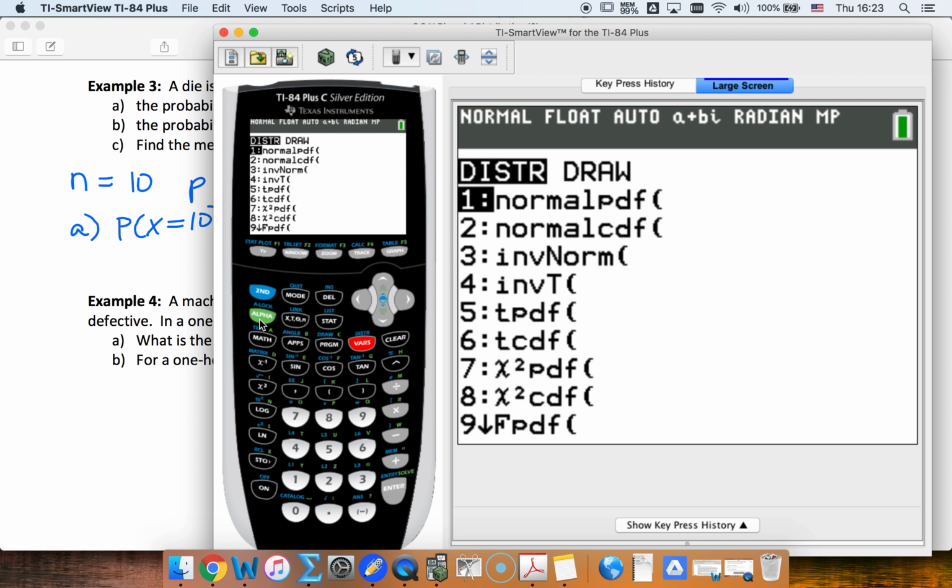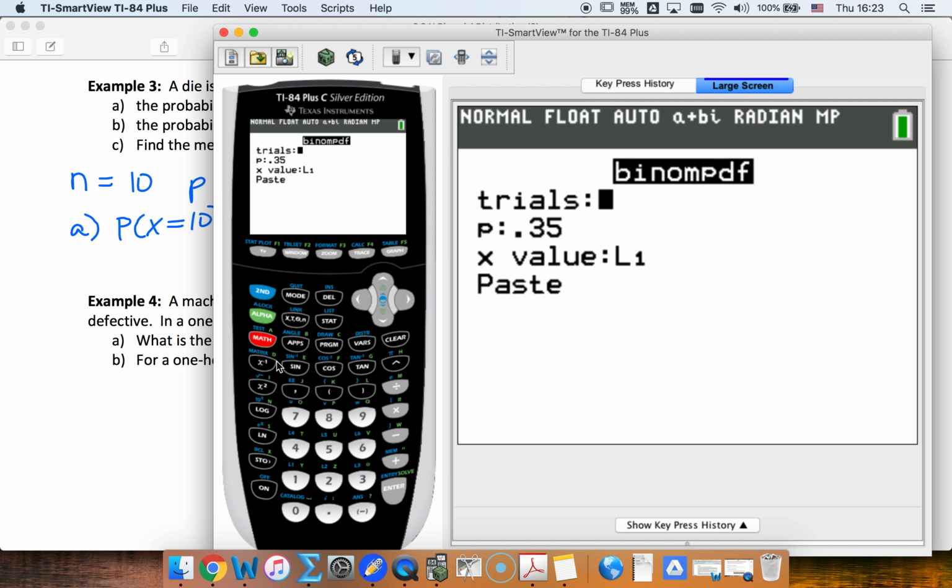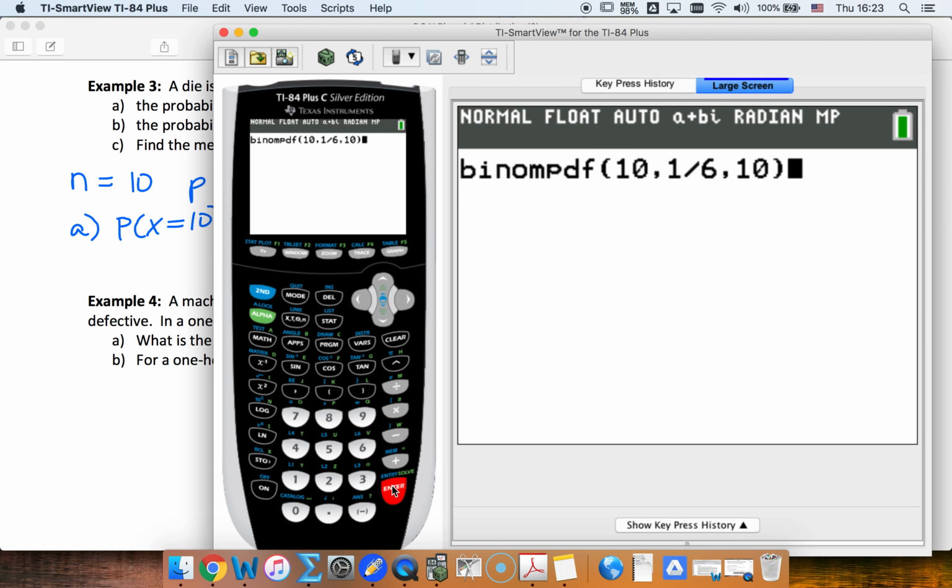So distribution, binomial PDF is A. So now we've got 10 trials. Probability of success is 1/6. And I'm looking for an X value of 10. I've got this value. Let's see if my calculator will turn it into a fraction.